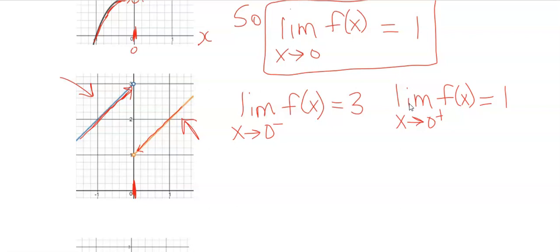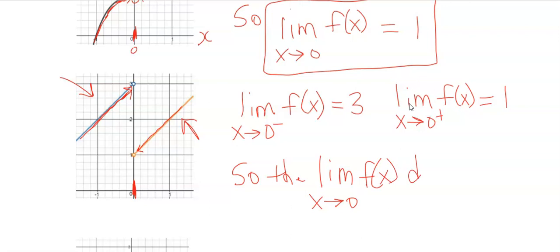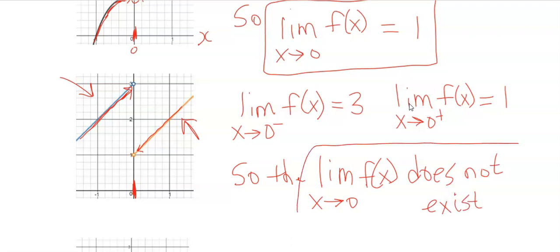But the fact of the matter is, the limit from the left is not equal to the limit from the right. And therefore, we can say the limit as x approaches 0 of f of x does not exist. All right, because it's not the same from the left and from the right. That would be your conclusion here.